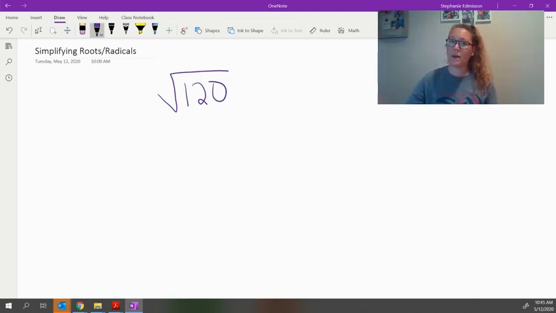Now, simplifying does not mean grabbing your calculator and typing in the square root of 120, hitting equal, and then saying, oh, okay, it's 10.9544515. That is not a simplified answer. That is an approximation of the value of the square root of 120. But in math, we don't want to use approximations. We want to use exact numbers.